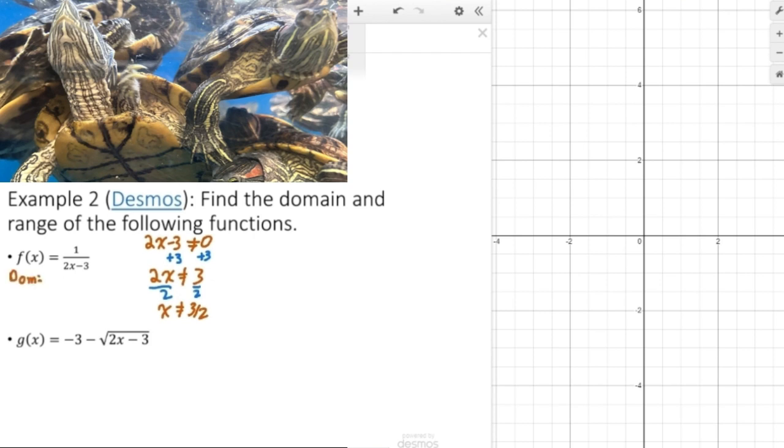If I were to write this as an interval, well, I can plug any number smaller than 3 halves in. That'll be the interval negative infinity to 3 halves, or, which I'll use the union sign for, I can plug in any number bigger than 3 halves, which is 3 halves to infinity. And there's the domain of f of x: negative infinity to 3 halves, union 3 halves to infinity.